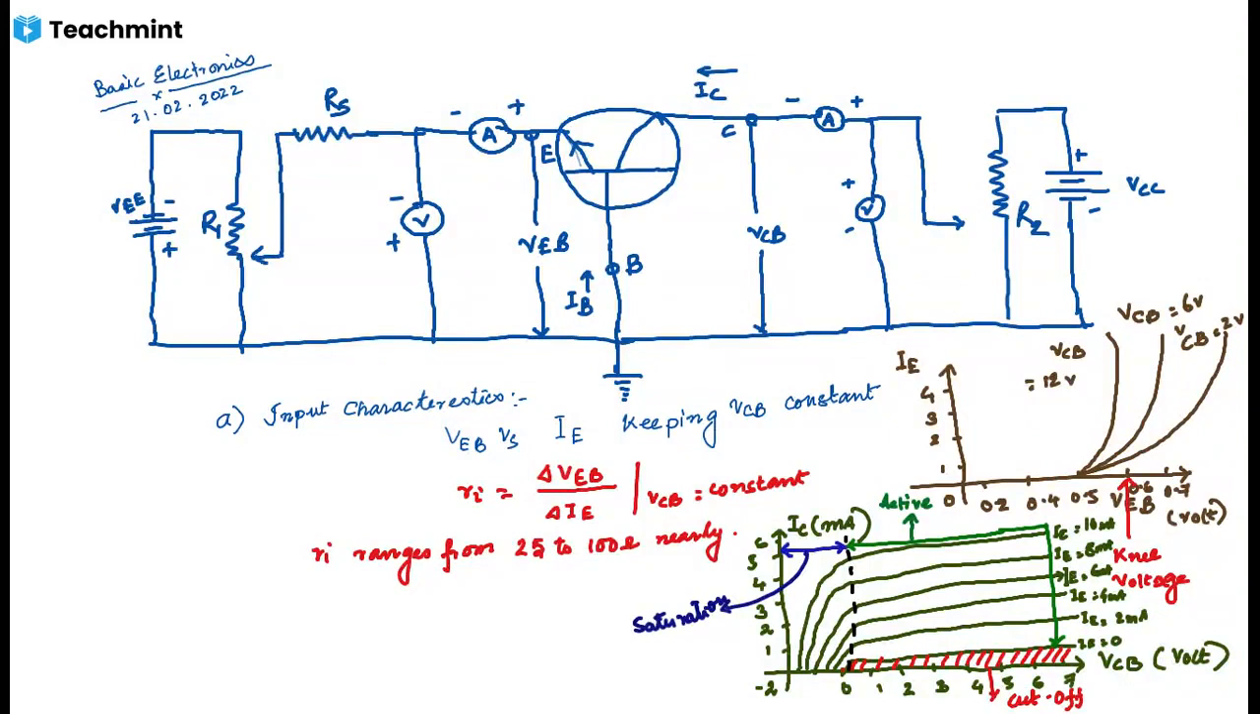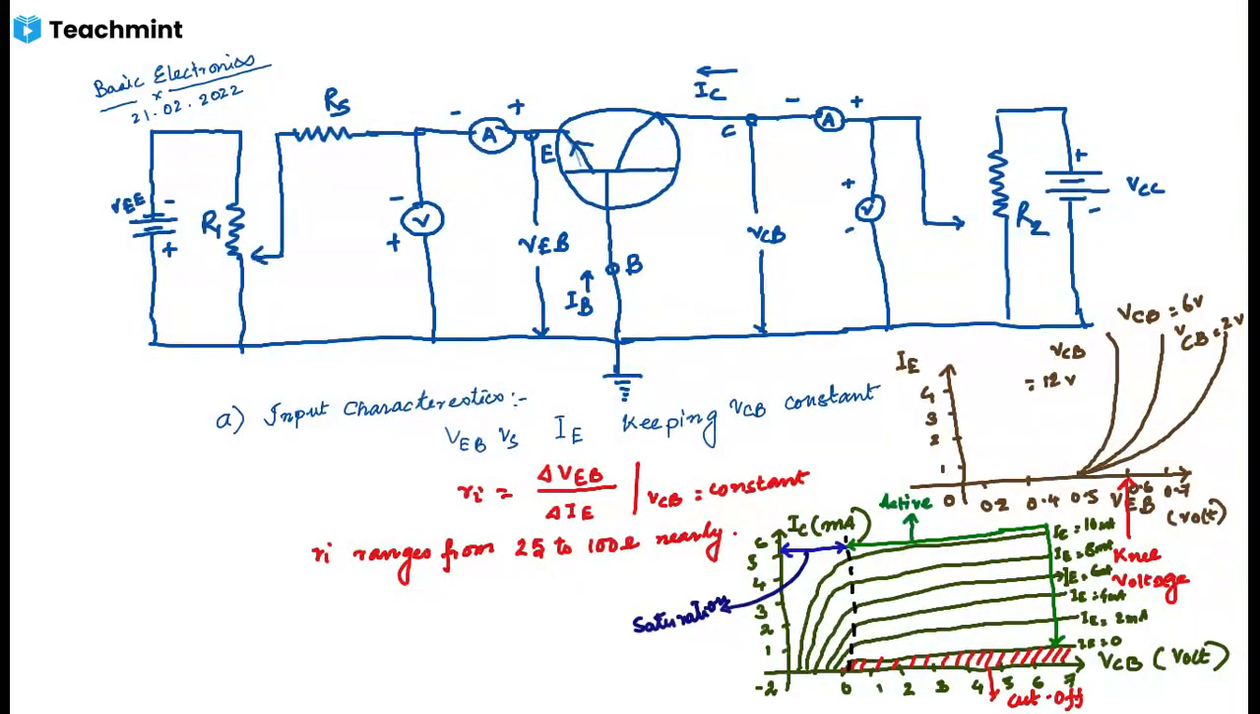So the output characteristics curve in CB configuration can be obtained with the help of the same circuit arrangement we have shown earlier. A suitable value of input current, that is emitter current, is fixed. Now keeping emitter current IE constant, collector to base voltage is increased and the corresponding changes in collector current are noted and a graph is plotted. The characteristics curve shows three regions, namely active region, cutoff region and saturation region.